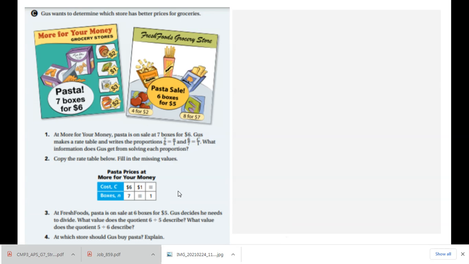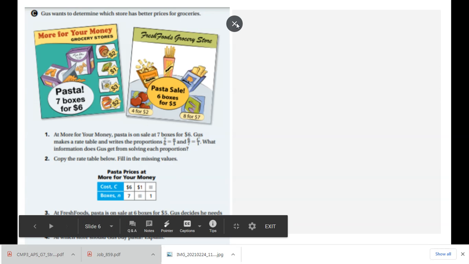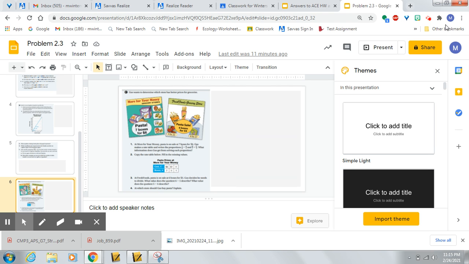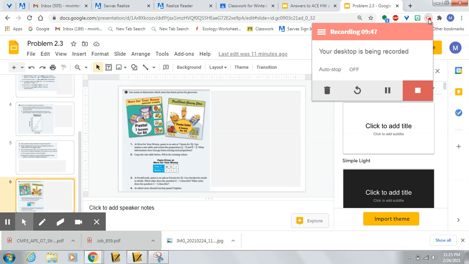You may use a calculator for this page. And then you're going to answer questions 3 and 4. If you have any questions at all, you also have just one ACE problem tonight. You're just going to go ahead and do that number 8. ACE problem number 8. And if you have any questions, come on over to office hours and I will help you.